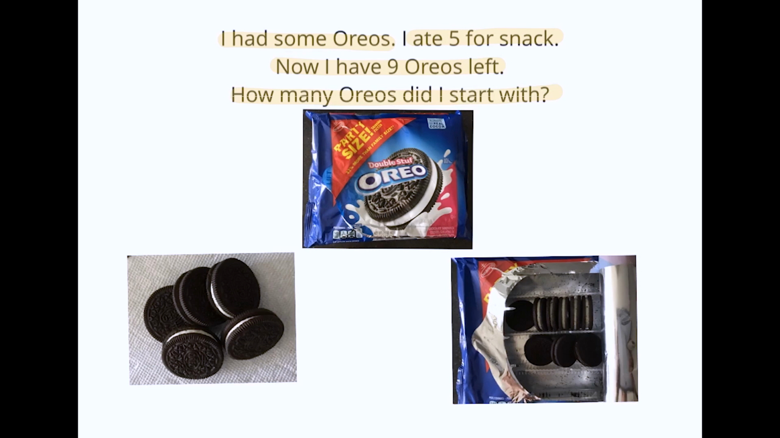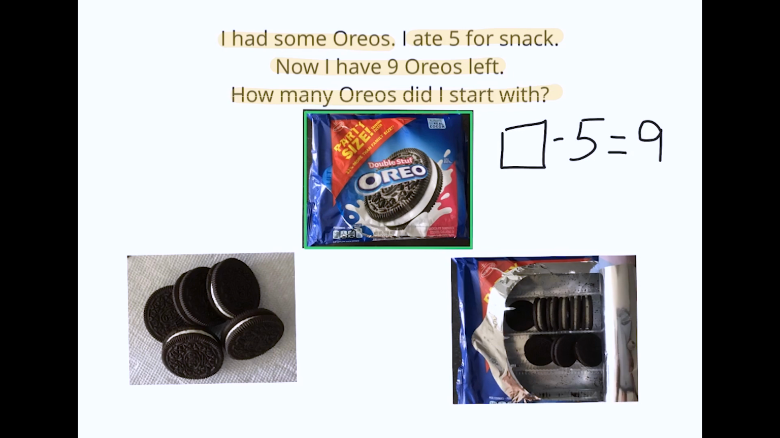So I'm trying to figure out how many I started with. That's my mystery amount. I'll write an equation to match this word problem. I had some Oreos. I don't know how many. It's a mystery, so I'll put a box. I ate 5 for snack. That means 5 went away, so I'll subtract 5. Now I have 9 Oreos left. How many Oreos did I start with? My equation is something minus 5 equals 9. How might you solve this problem?